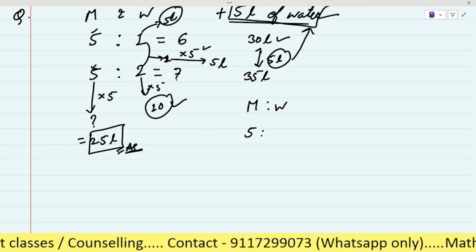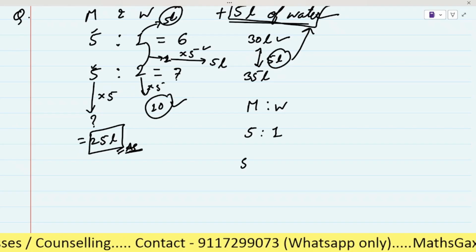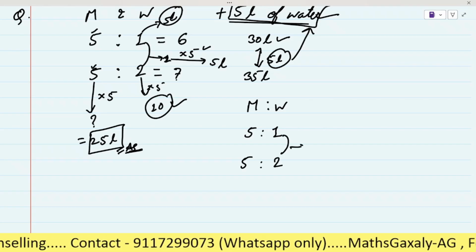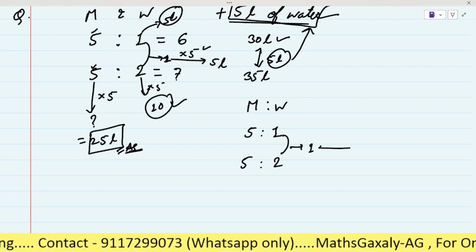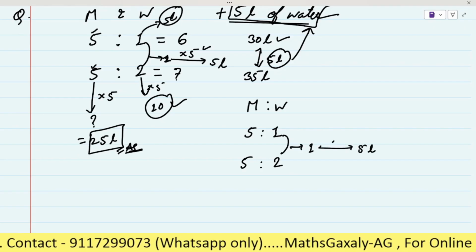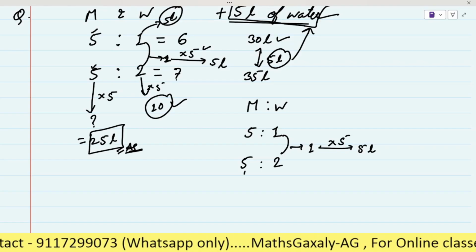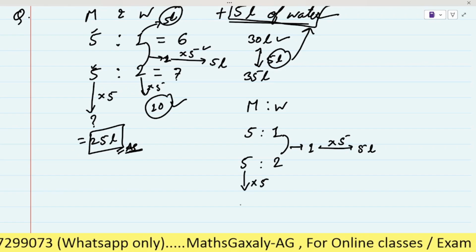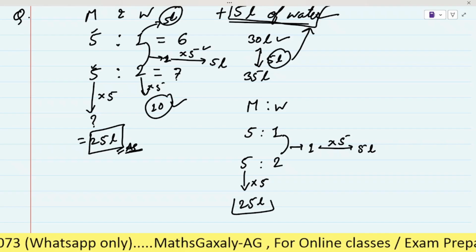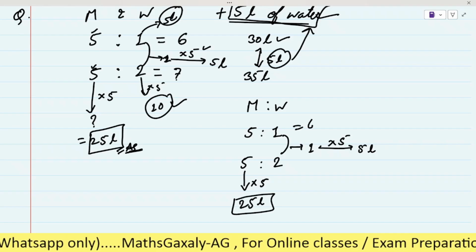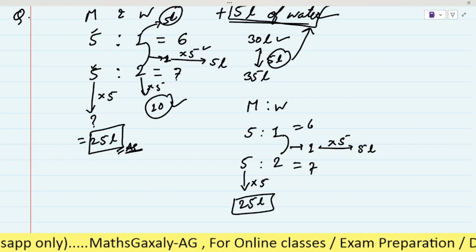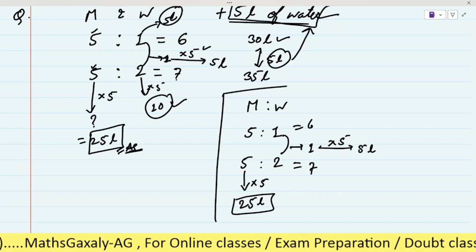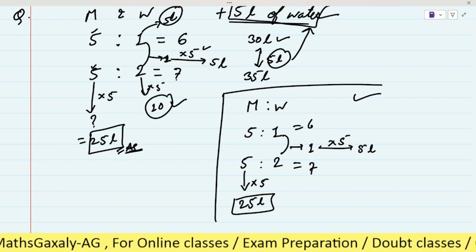Any doubts, Radha? It was 5 is to 1. After mixing, it is 5 is to 2. Here you can see the increase of 1. And this 1 is equal to 5 liter. It means it is 5 times. Here we have to find for milk. So we just have to do 5 into 5, which will be 25 liter milk. Okay. Initially it was 6. After mixing, it becomes 7. Please note down this one.